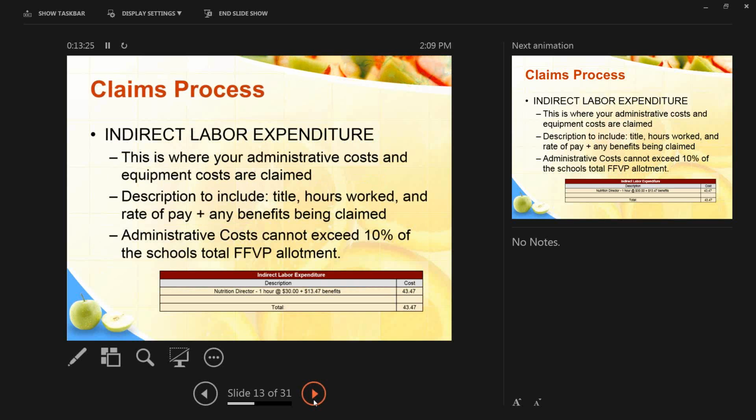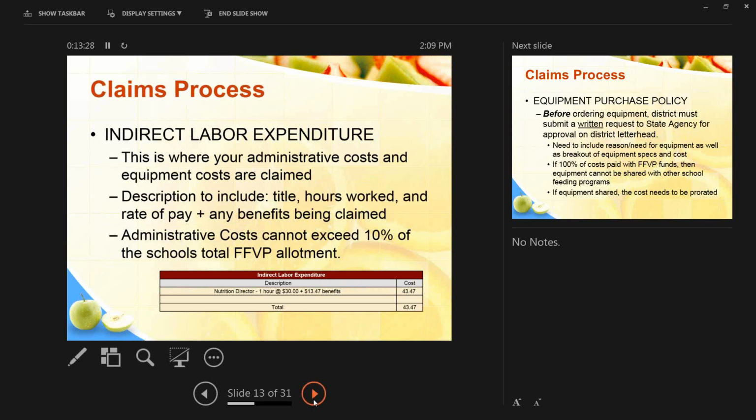The next section is going to ask you about your indirect labor expenditures. And this is where your administrative costs and equipment costs are claimed. In that description, you're going to want to include the title, hours worked, and the rate of pay plus any benefits being claimed. And just a reminder again that the administrative costs cannot exceed 10% of the school's total fresh fruit and vegetable program allotment.